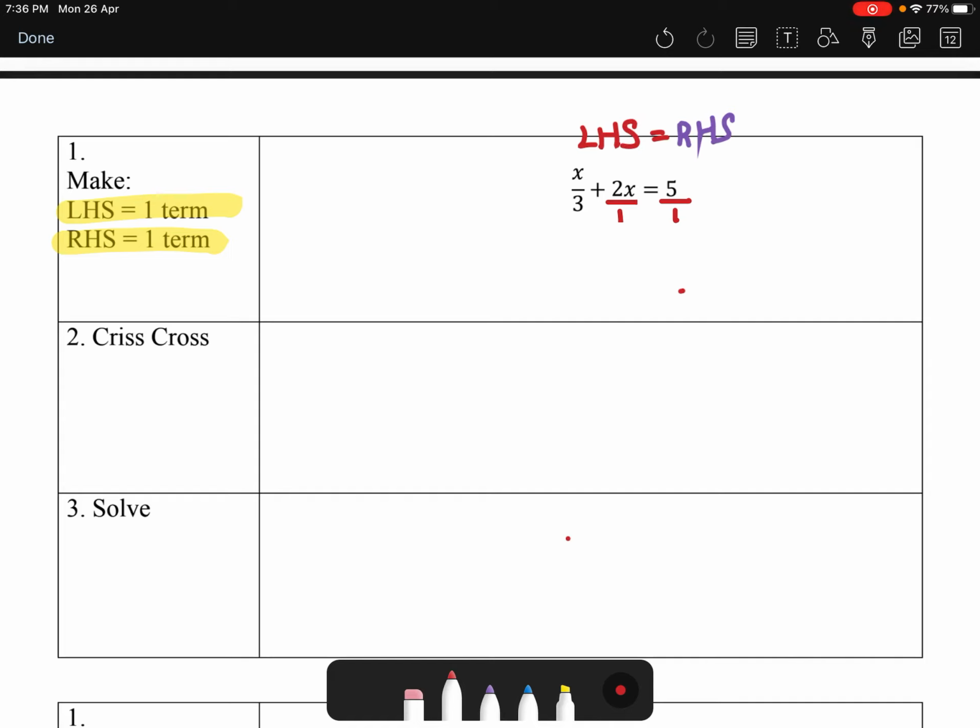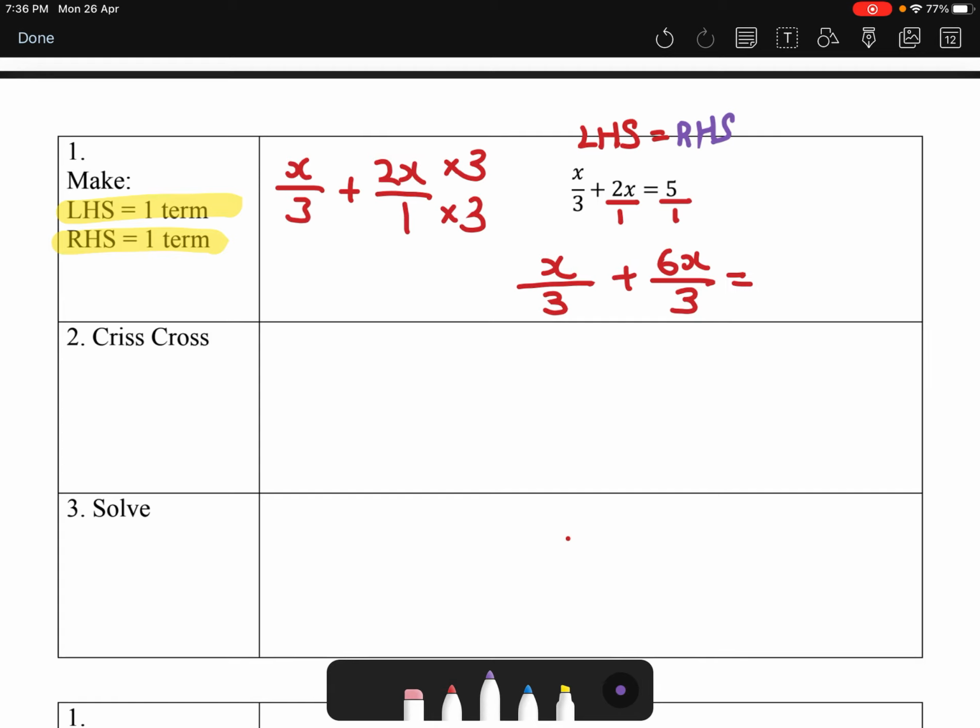Now I want to make my left hand side into just one term. You notice that there are two terms, right? X over 3 plus 2x over 1. So there are two terms. How do I make them into just one term? You simply make them into the same denominator first. Multiply by 3 and multiply by 3. So if you multiply, you should get x over 3 plus 6x over 3 equal to 5 over 1.